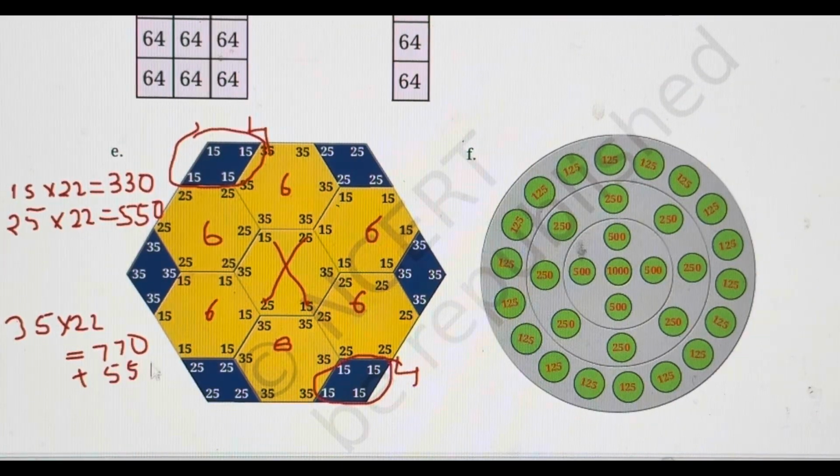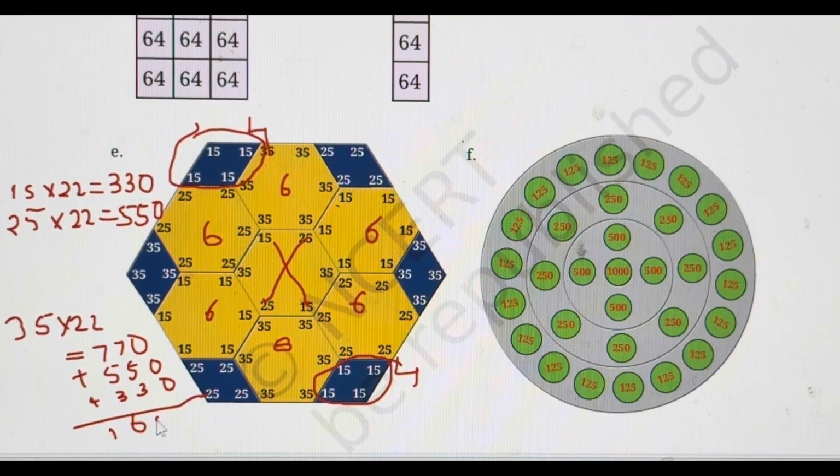Now if we add all of them, 330 plus 550 plus 770, the total comes to 1650. So sum of all these numbers is 1650. So if you find a pattern, it's easy to find the sum. Otherwise, it will take a lot of time for you to calculate the sum.